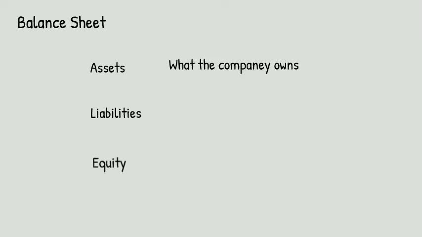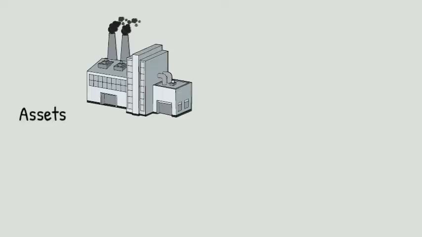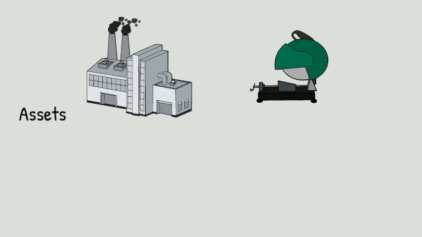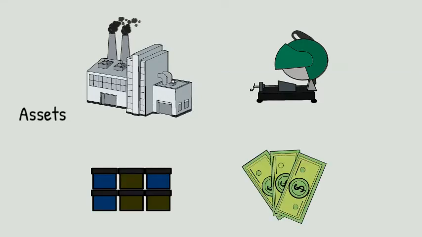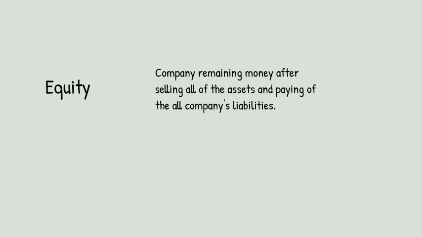The second financial statement is called the balance sheet, which has three main sections: assets, liabilities, and equity. Assets are what the company owns. Liabilities are what the company owes to third parties, and equity is what belongs to the owners. Examples of assets: building, machines, inventory, and cash. Examples of liabilities: accounts payable, loans, and tax. Equity is the company's remaining money after selling all the assets and paying off all the company's liabilities.